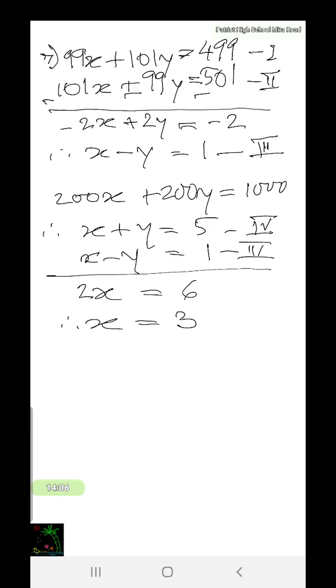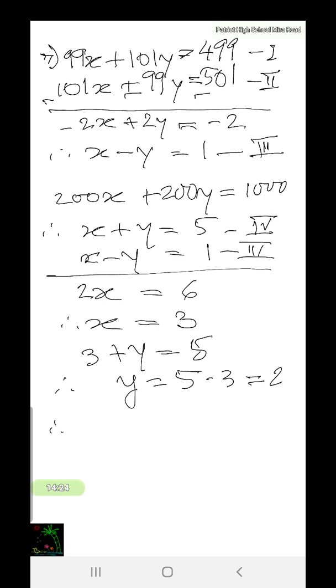Substituting the value of x in equation 4, we have 3 plus y is equal to 5. Therefore y is equal to 5 minus 3. It is equal to 2. Therefore the solution to this equation is x is equal to 3, y is equal to 2.